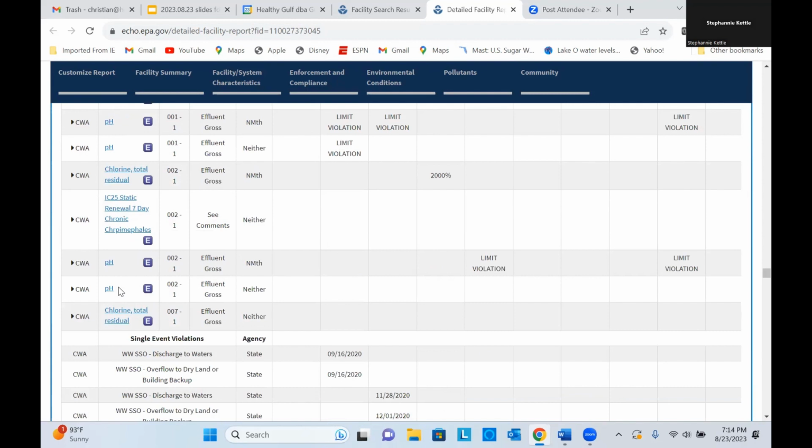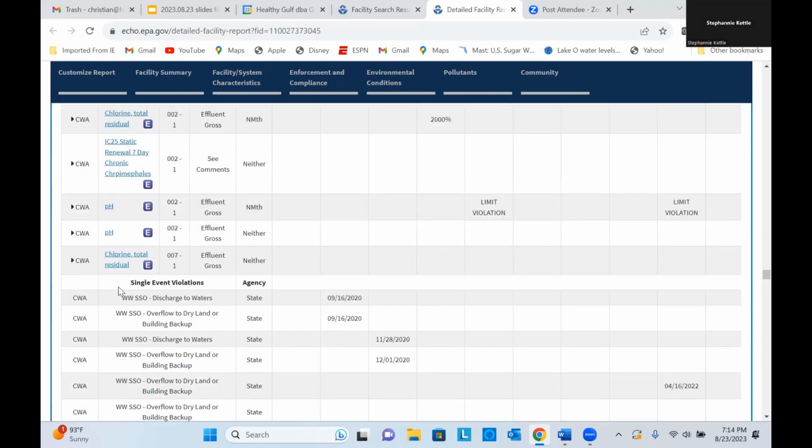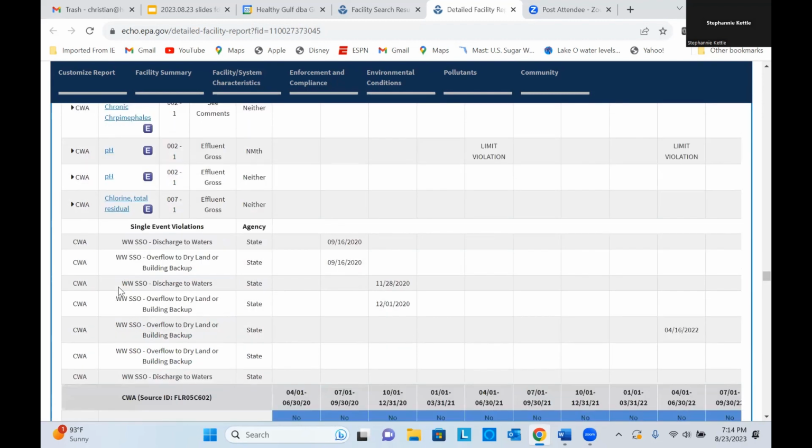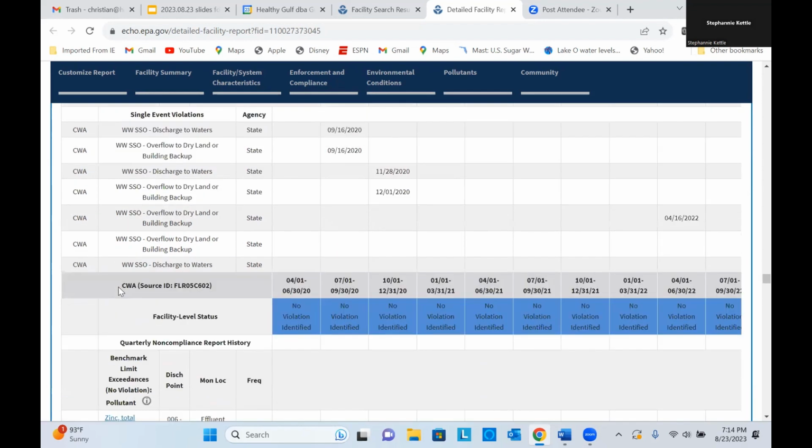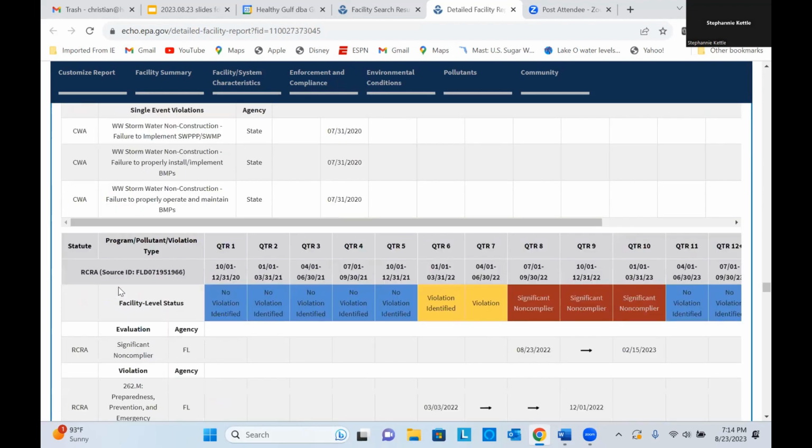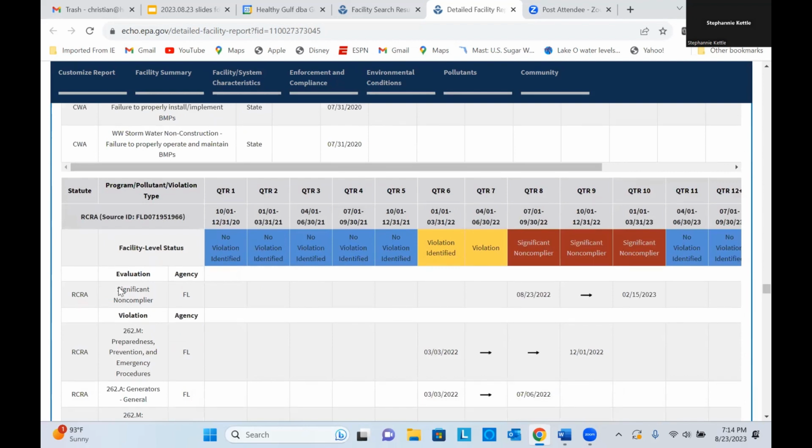And these are all going to be related to their surface water discharge from stormwater running off the site when it rains, and what it picks up along the way. So next it goes to RCRA. So again, that's the Resource Conservation Recovery Act.